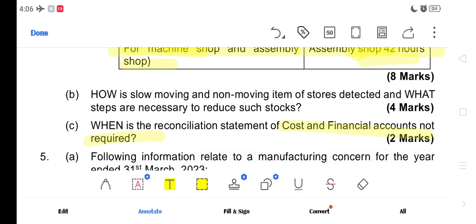So just read once by yourself, and now I'm going to post the fifth question as well. Please go and watch that video as well. I'm going to post it very soon.